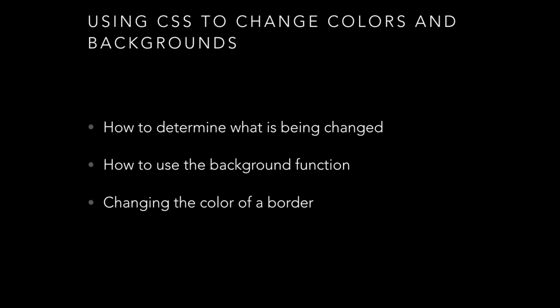Alright, now that we got that going, we're going to start using CSS to change the colors and backgrounds. The first thing we'll do is determine what is being changed with the class selectors, so we can see what's being changed and how we're going to use the CSS characteristics to change that. How to change the background, use that different function there, and then how to change the color of a border. That's just a quick way to show different colors you'd be able to change.